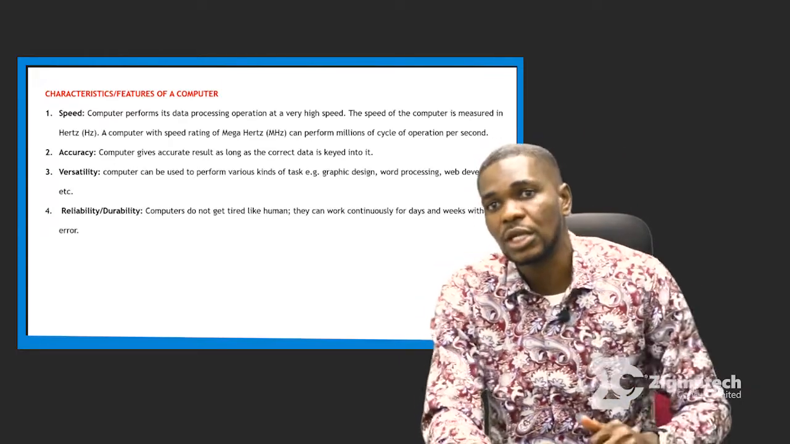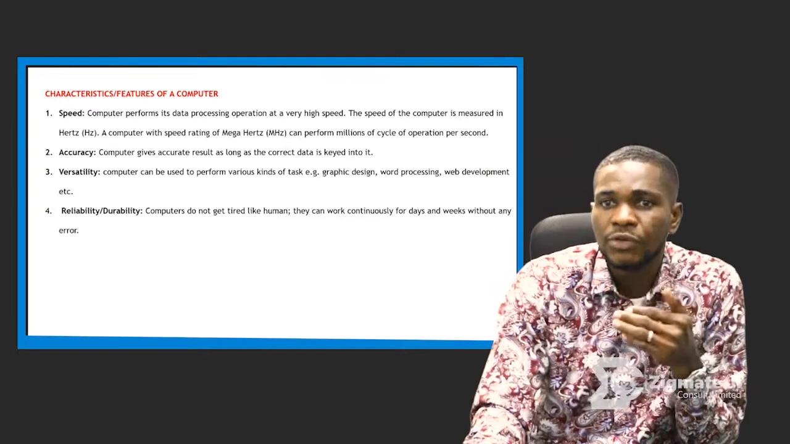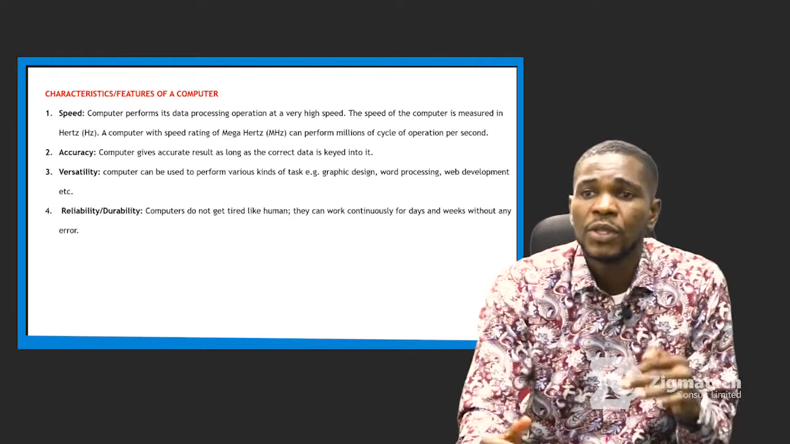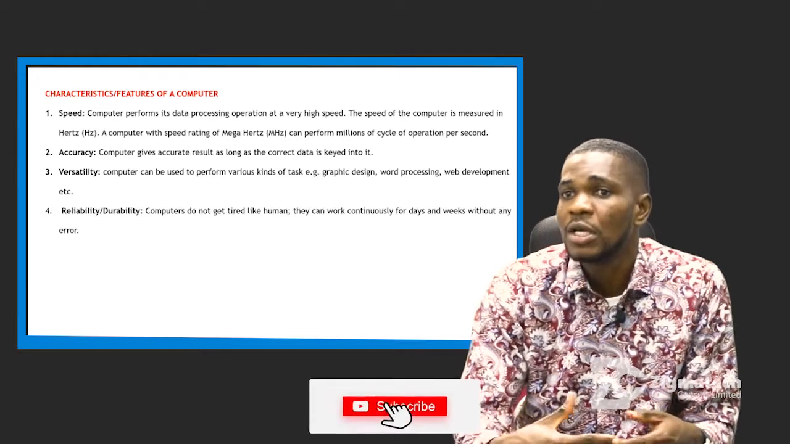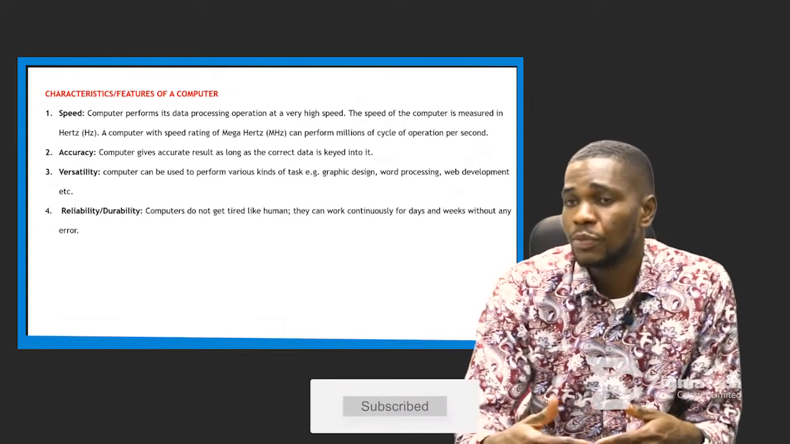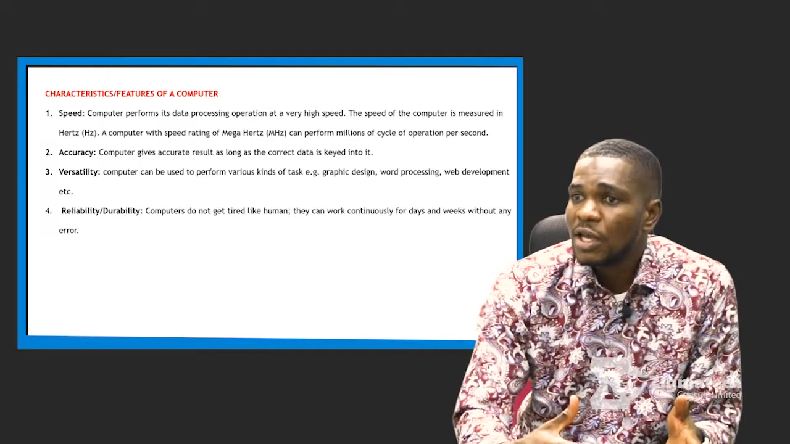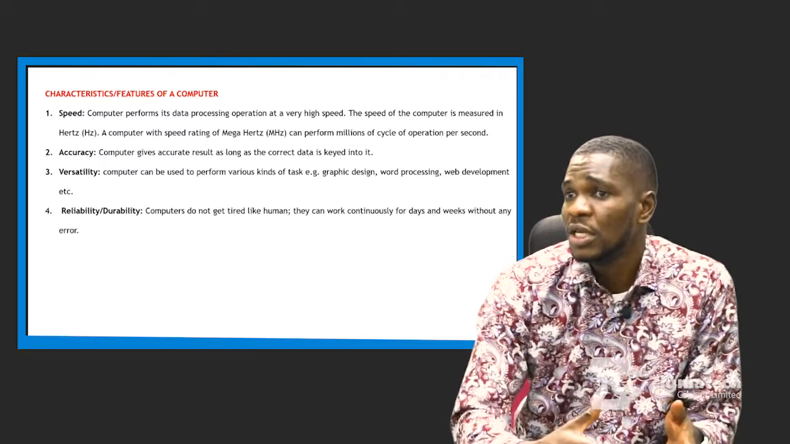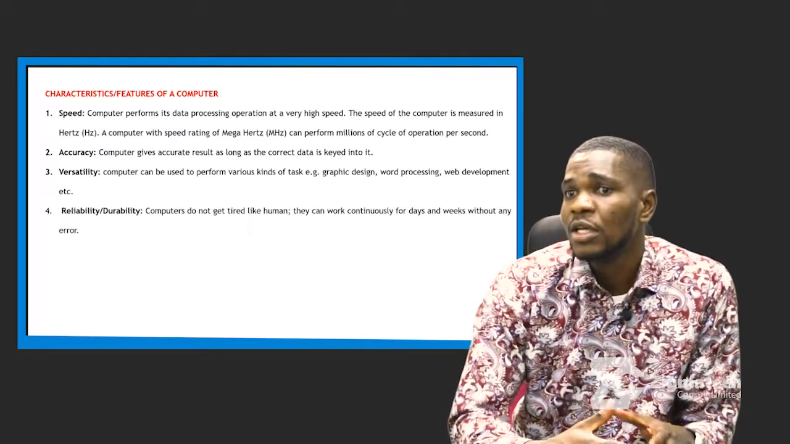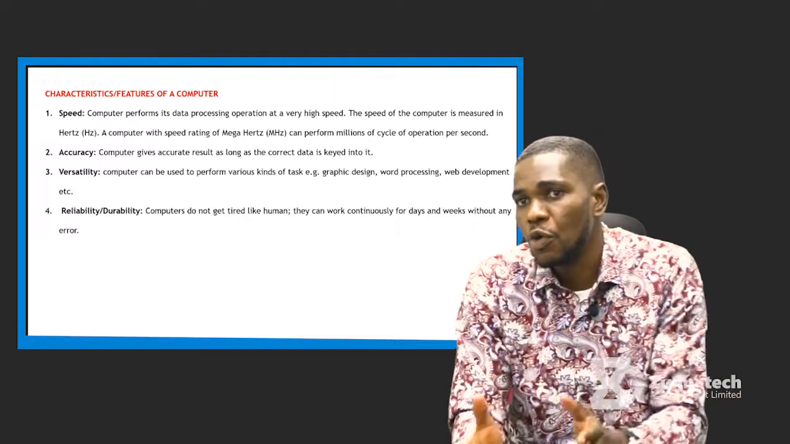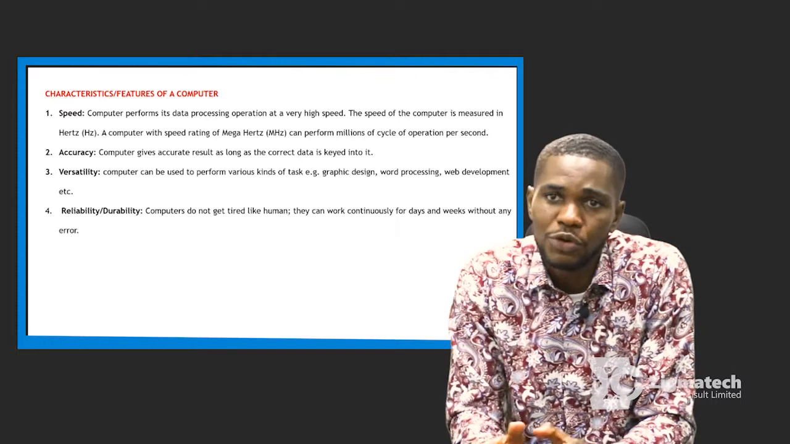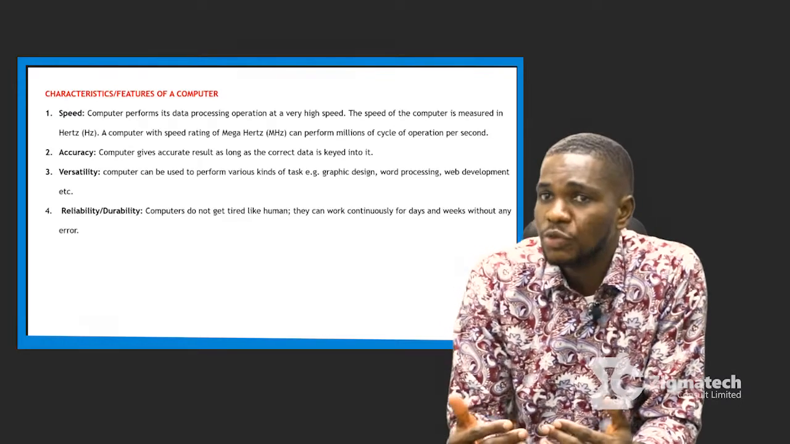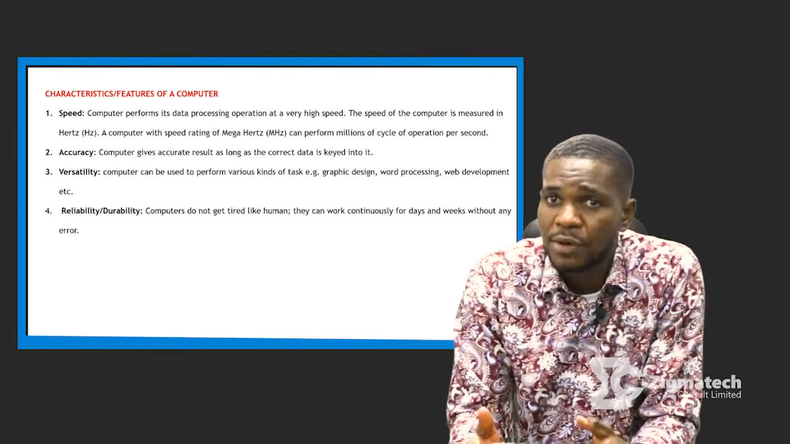The next is versatility. You say that a device or a machine is versatile if it is able to do several things or perform several operations at one time or the other. So because the computer can be used in several facets of life, you can use it in data processing, in offices, in your work environment, any kind of work that you want the computer to do for you, the computer can do, then we say that the computer is a versatile machine.